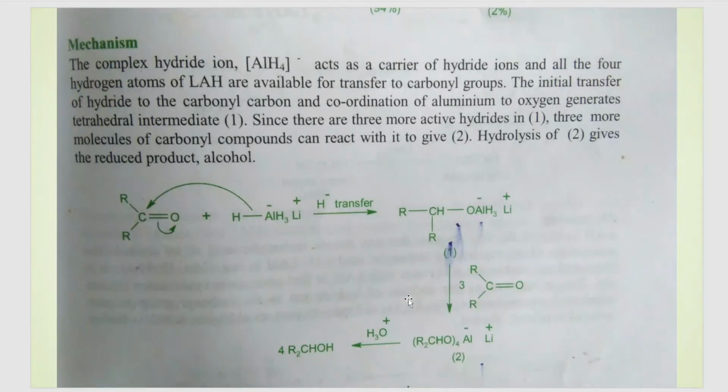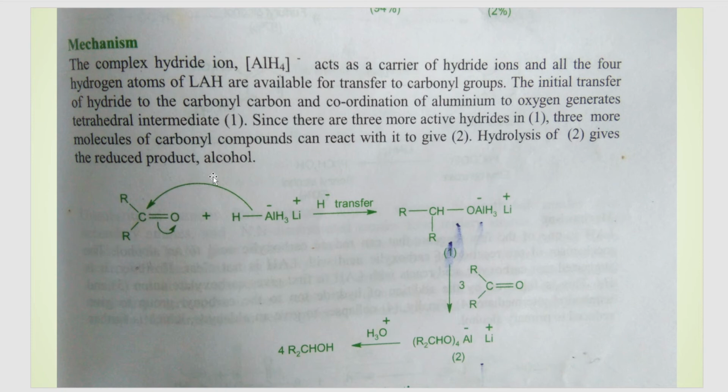Next, we will see how exactly the mechanism of reduction using lithium aluminum hydride works. So here in lithium aluminum hydride, the actual part that is used for reduction is this AlH4 minus part. The Li plus part is there, but it is not of that importance. The AlH4 minus part has the hydride ion. So the complex hydride ion acts as a carrier of hydride ions, and all four hydrogen atoms of the lithium aluminum hydride are available for transfer to the carbonyl group.